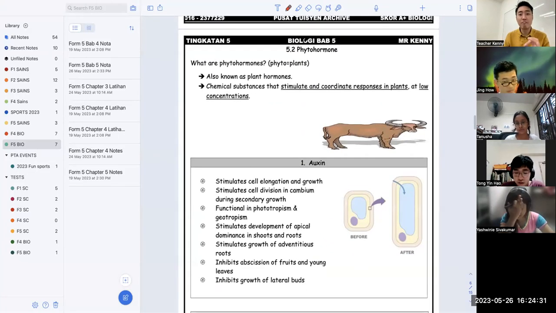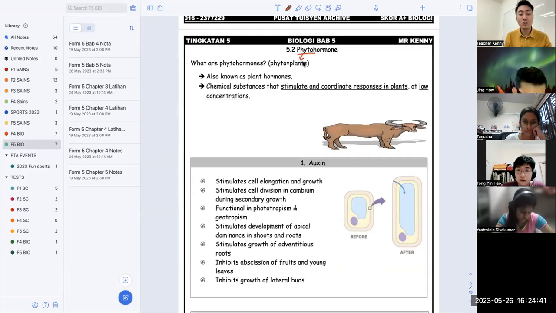Okay, now, let's start one by one. What is the meaning of phytohormone? Last time I taught you the prefix, the word phyto means plants, correct or not? So basically plant hormones. So what is the meaning of a plant hormone? You need it for growth, to control every process. So it's a chemical substance that stimulates responses in plants.